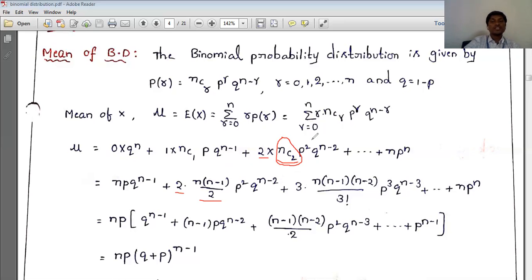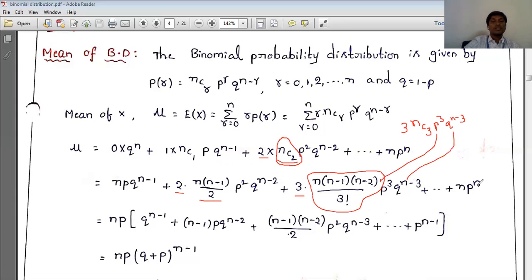And if you write the third term, what about the third term? There it is 3 into nC3, P cube, Q power n minus 3. So this is another term. That's why here we wrote 3 into, and nC3 is nothing but n into n minus 1 into n minus 2 by 3 factorial, and P cube, and Q power n minus 3, and the last term as this.